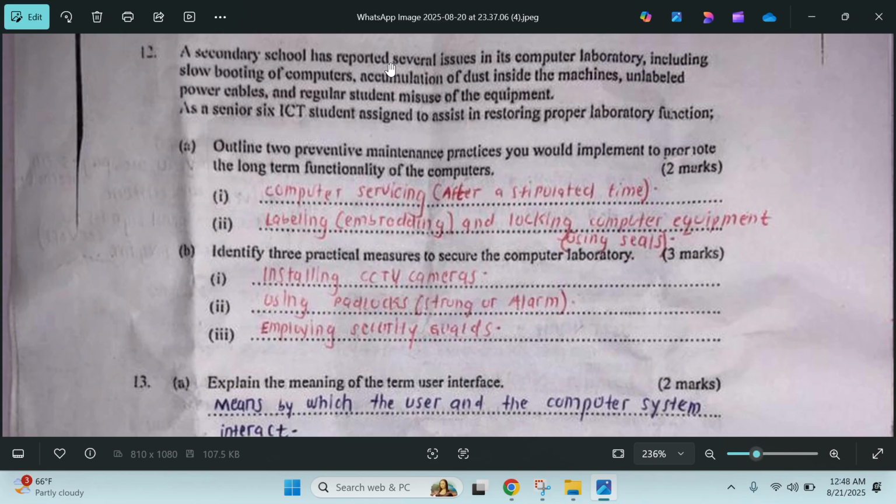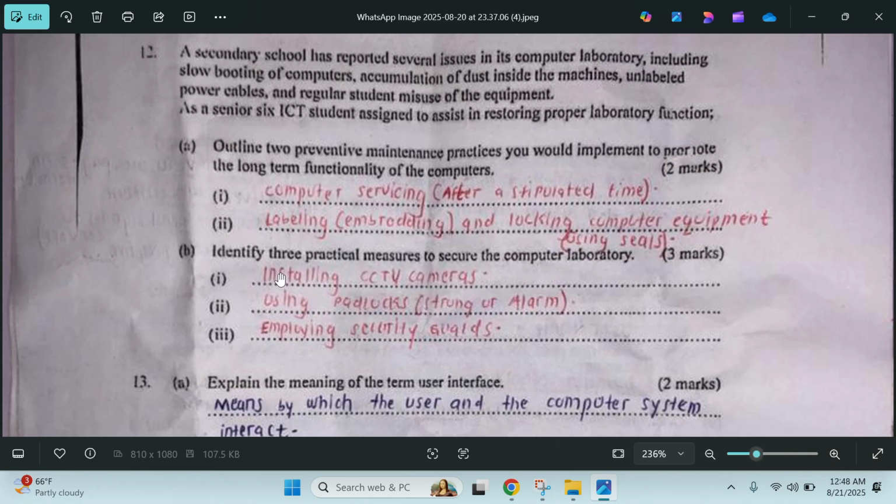So what are some of the preventive measures you can put in place to bring about long-term functionality of computers? If you want your computers to have a long lifespan, number one, you do computer servicing after a stipulated time. Then you label or embroider and lock computer equipment using seals. That can also help in maintaining your computers for quite some time. Embroidering means you label the computers, and you even lock them with some kind of seals.